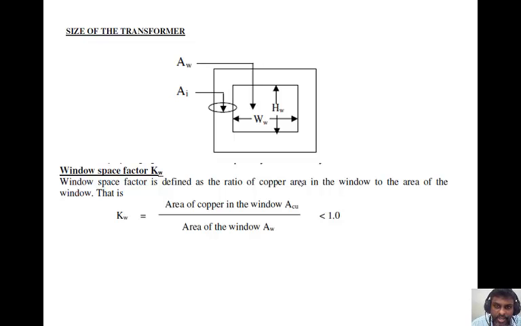Let us see the sizing of the transformer. So let us see a core type transformer. This is a core type transformer, where this is the window area and this is the iron area. This is the iron area Ai and this is the window area Aw, and this one is the width of the window and this is the height of the window. And the window space factor, which is defined as Kw, is the ratio of the area of copper in the window to the total area of the window. It should be less than 1.